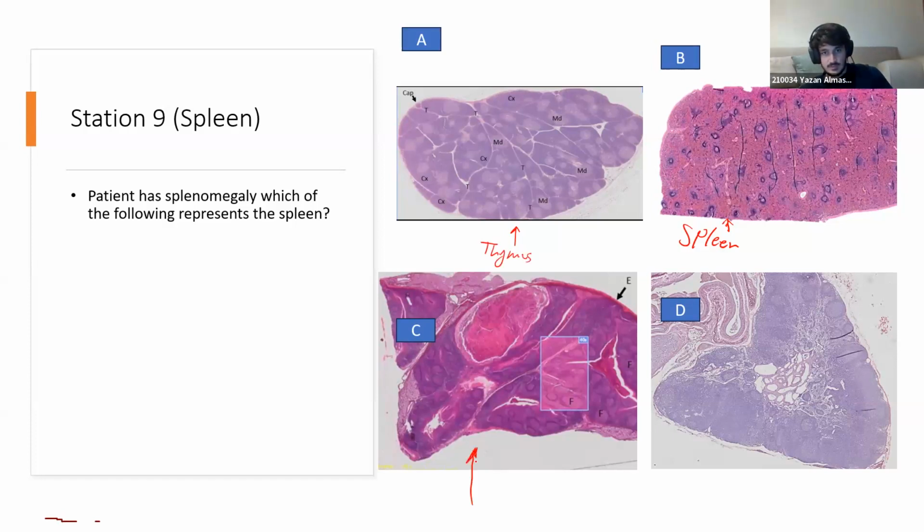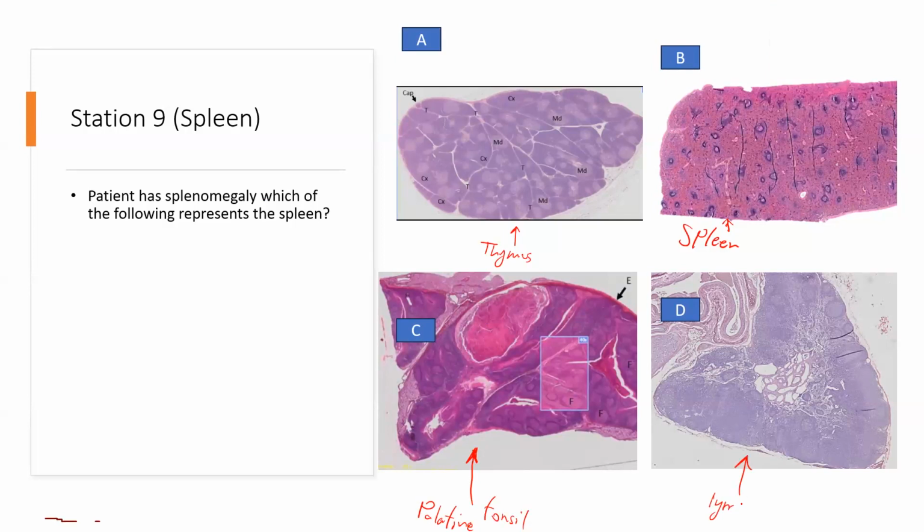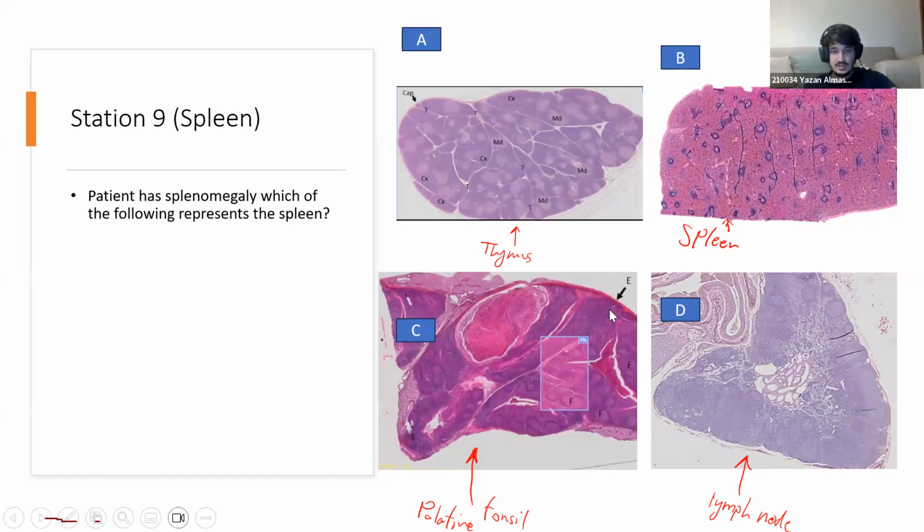Does anyone know what's this? Palatine tonsils. Does anyone know what's this? Adrenal medulla? Lymph vessels or lymph nodes. Lymph nodes, yes. Okay, but it's important to recognize these four structures. So know that D is a lymph node, C is a palatine tonsil, A is a thymus, and B is a spleen.